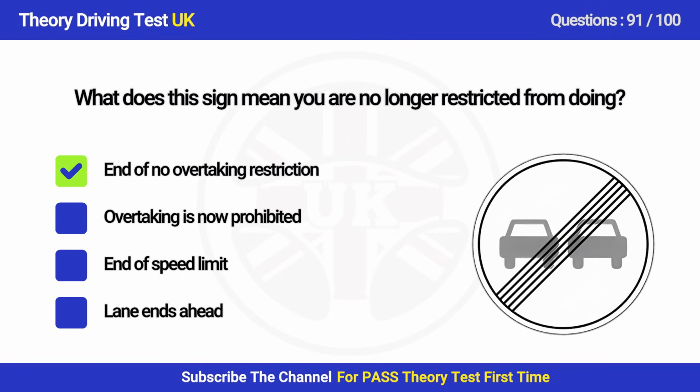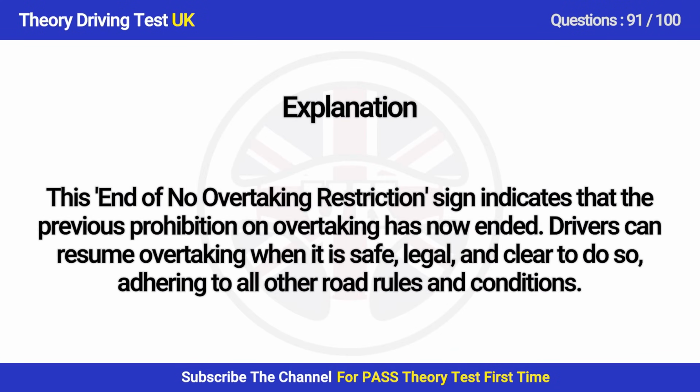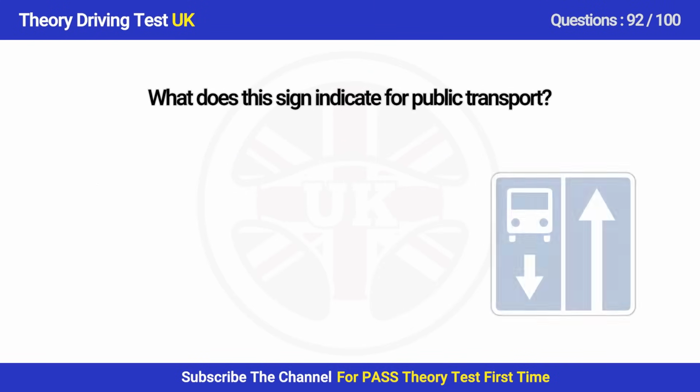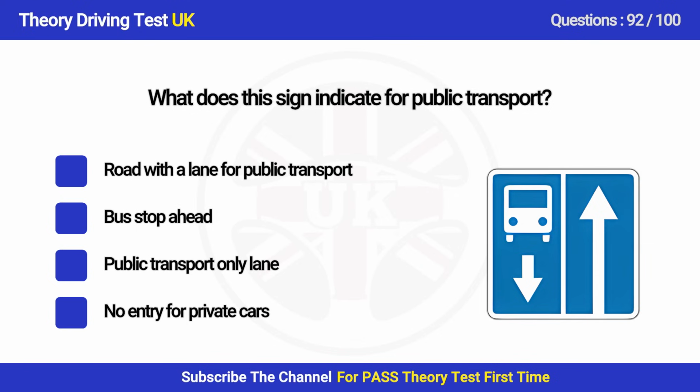Answers is A. End of no overtaking restriction. This end of no overtaking restriction sign indicates that the previous prohibition on overtaking has now ended. Drivers can resume overtaking when it is safe, legal, and clear to do so, adhering to all other road rules and conditions. Question 92. What does this sign indicate for public transport?